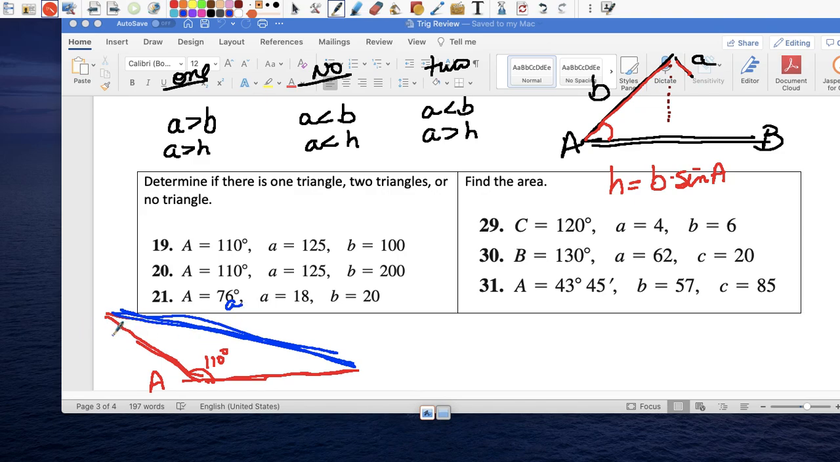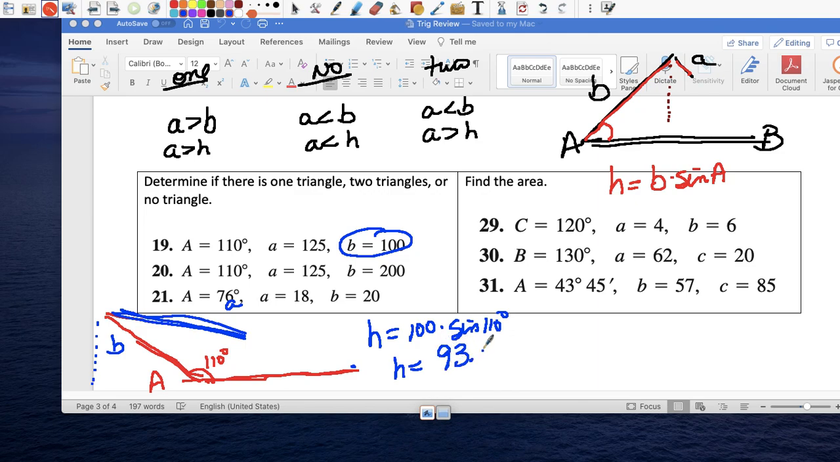This would be little b. Now I drew little a all the way out just so you can see it, but I'm not going to draw it out because I don't know if I can make a triangle. So I need to find this height here. And to find the height is going to be little b, which we do have right here, 100 times sine of 110 degrees. Let's find out the height. The height is 100 times sine of 110. Enter. So it says that the height is 93.94.